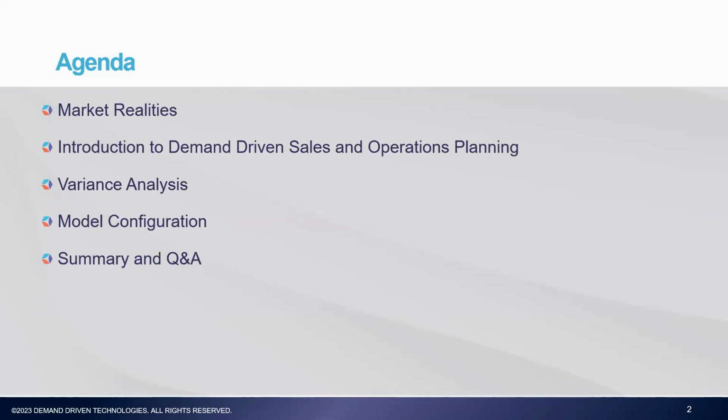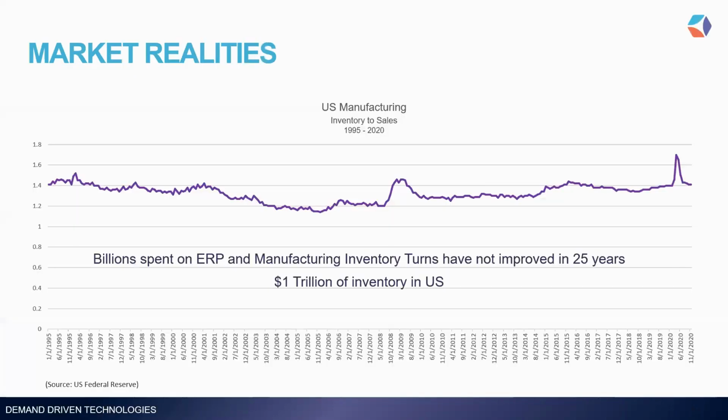This variance analysis and model configuration are the two sides of that coin of how we actually get that done. If we have confidence that we can take the right kind of corrective actions, then I think we can have confidence that we will become more agile, more resilient over time. So we'll summarize at the end, and obviously we'll take any questions and answers.